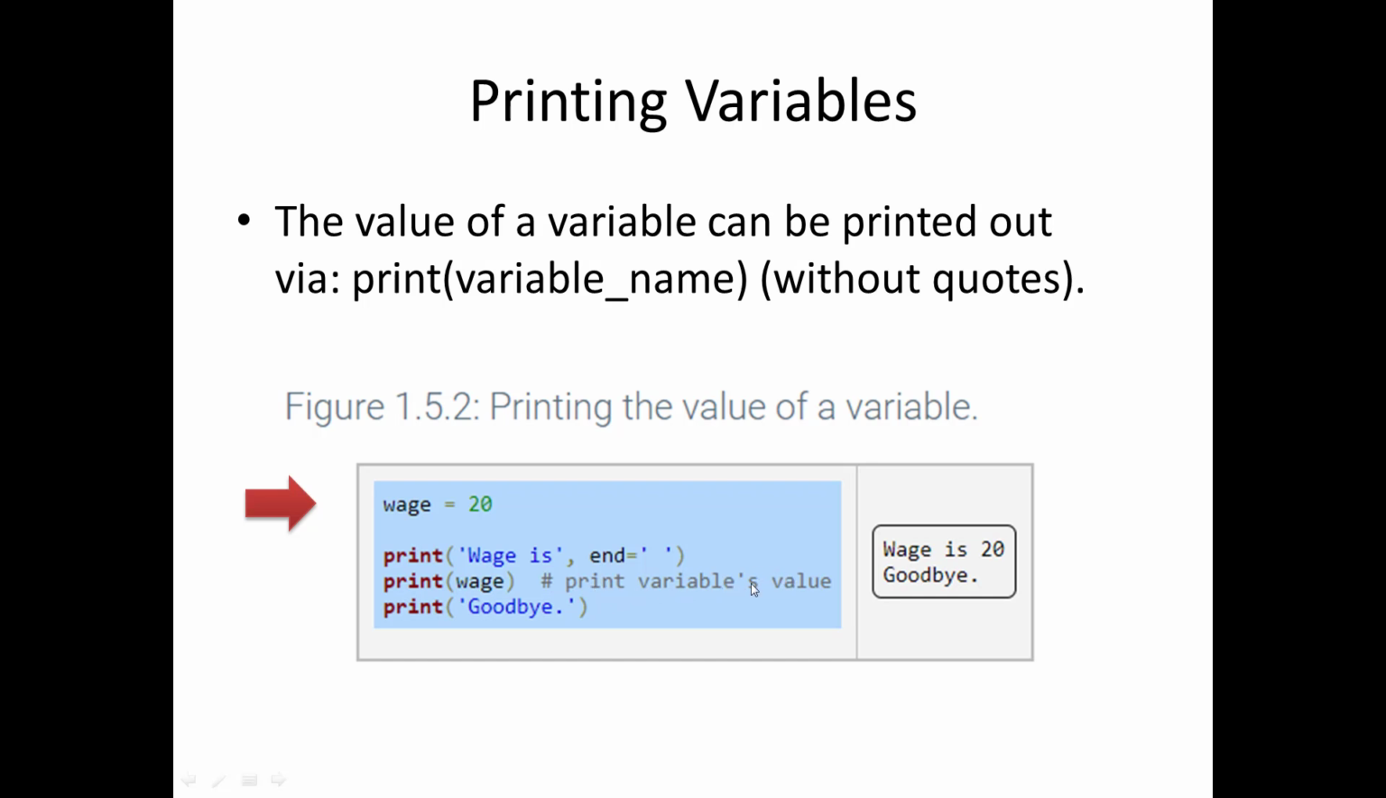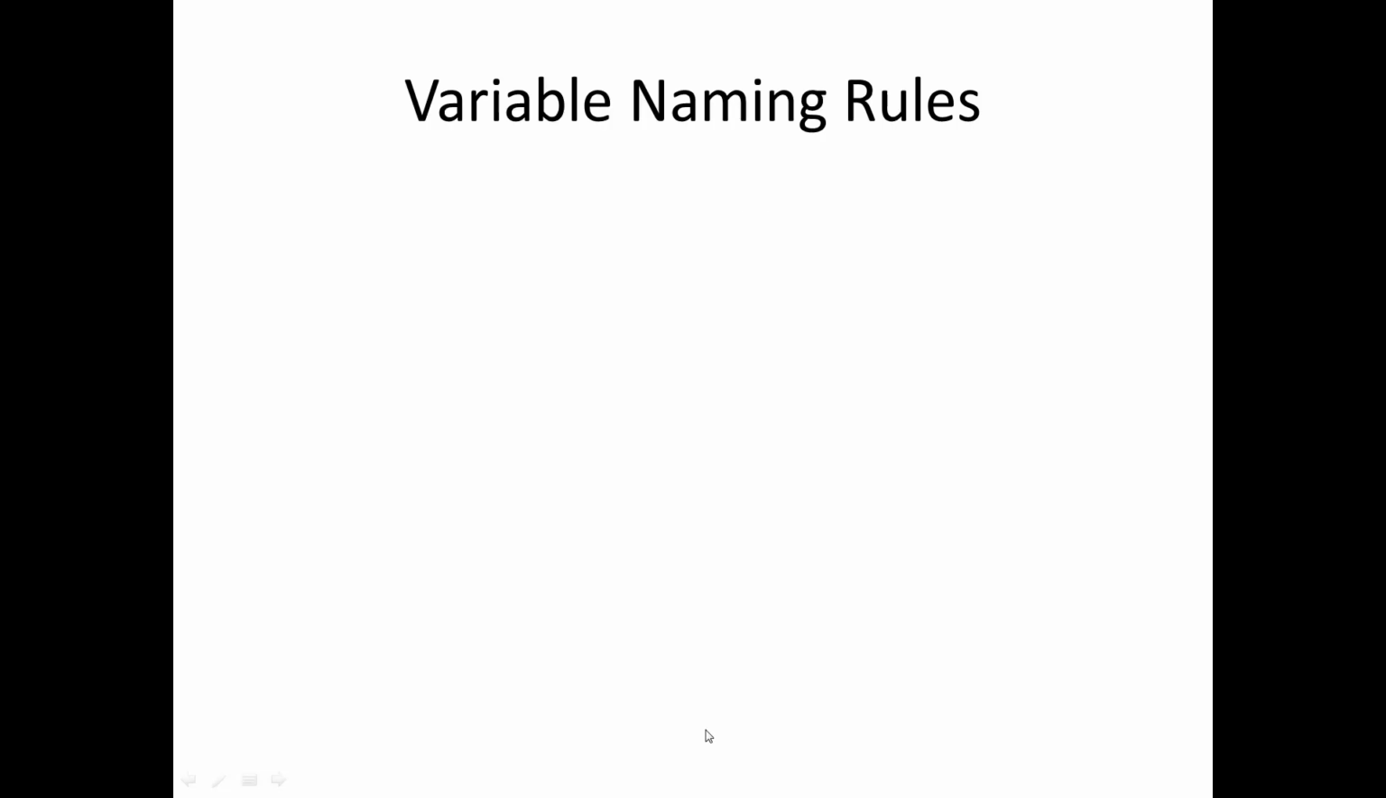We're going to print the variable's value here, and then we're going to simply print the string literal goodbye. So now this is going to print wage is 20. Notice we have this on the same line, and then goodbye is on a separate line because we don't have the end statement on this line. The end statement makes whatever follows be on the same line. We don't have one here, so goodbye will be on another line. Okay, this is where we're printing the wage.